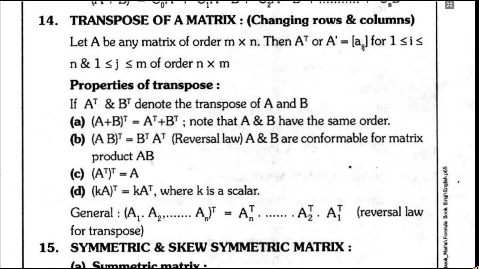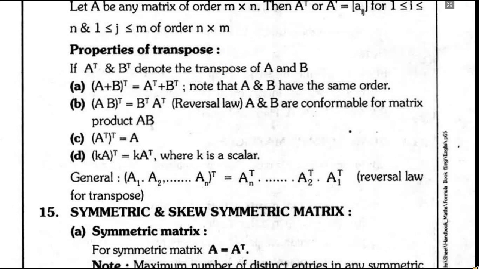Properties of transpose, very important. If A transpose and B transpose denote the transpose of A and B, then A plus B whole transpose equal to A transpose plus B transpose. Note that A and B have the same order. AB whole transpose equal to B transpose into A transpose. This is the so-called reversal law. A and B are conformable for matrix product AB.